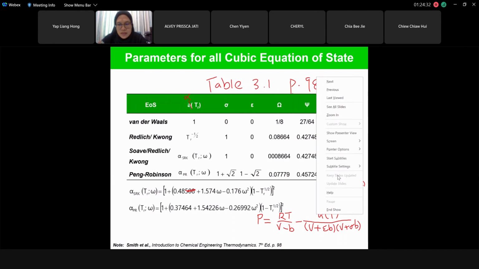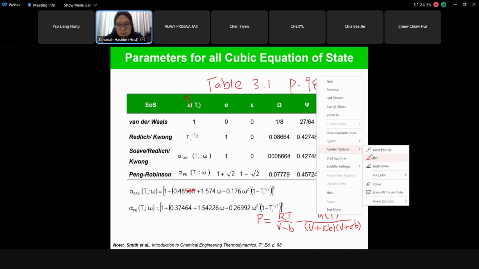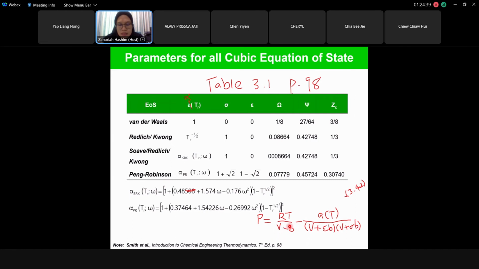So from this general equation of state, okay, let's say you want to use it for van der Waals, you can just substitute here. So for van der Waals, sigma is 0 and epsilon is also 0, so you are only left with V squared. For this A, there is an equation from earlier. So A is A(Tc) times alpha(Tr). Okay, A(Tc) is chi R squared Tc squared over Pc.